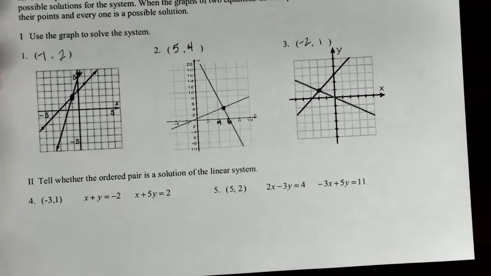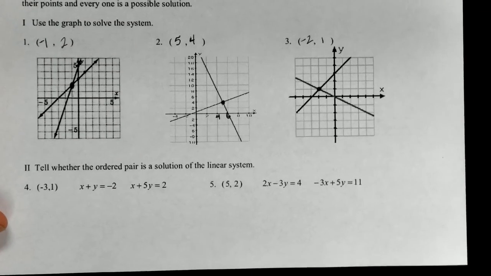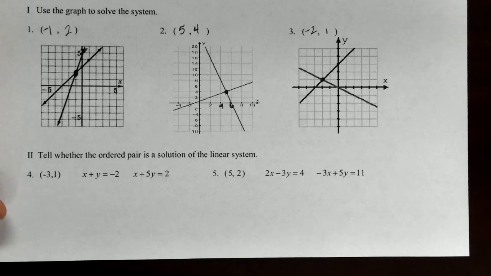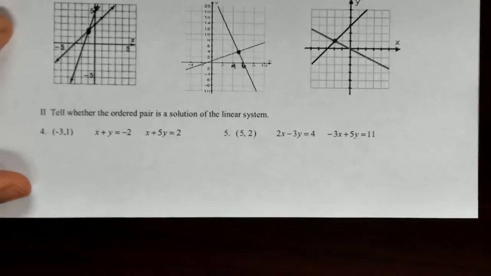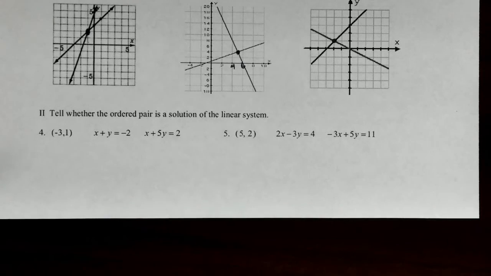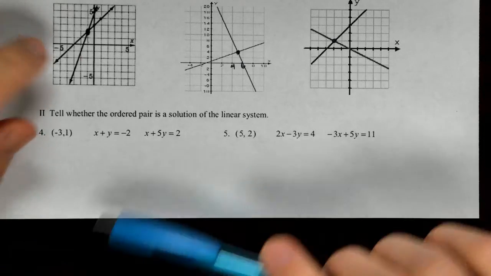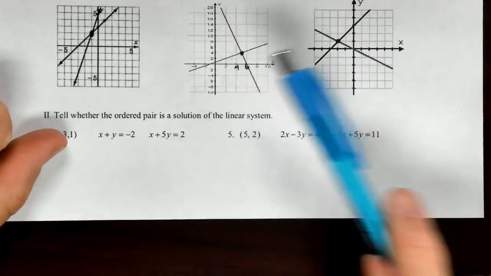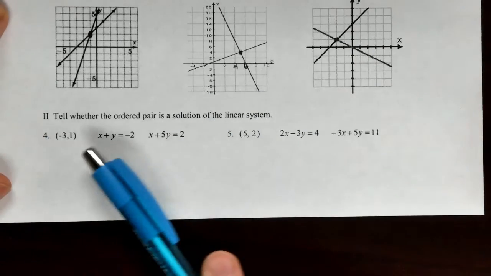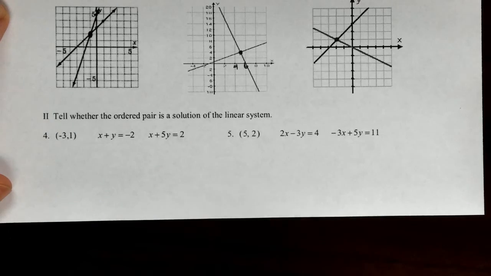Okay, so part number 2 says, tell whether the ordered pair is a solution of the linear system. I'm going to give you two options to figure out if it is a solution or not. The first option is we can graph them just like this, and we'll look and see if they intersect. And if they intersect, is the point of intersection that point right there?